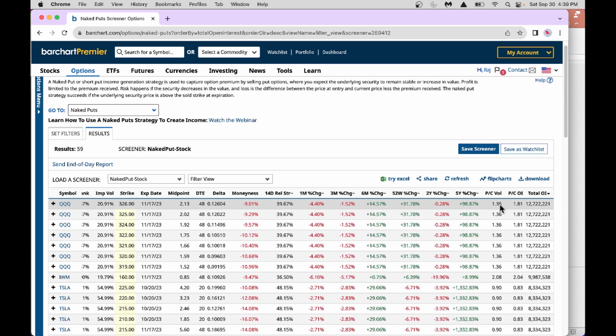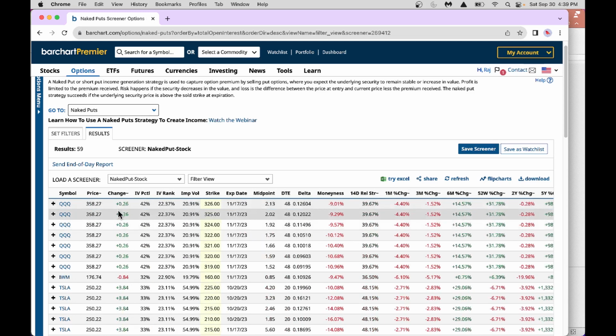So as you can scan through here, look, the QQQ ETF price is 358. As you can see here, you could sell a put option at a strike price of 326 and collect $2.13, which is $213, which is good enough here. And the strike price is 9.1% below the current price here. That's a good one. I love it.